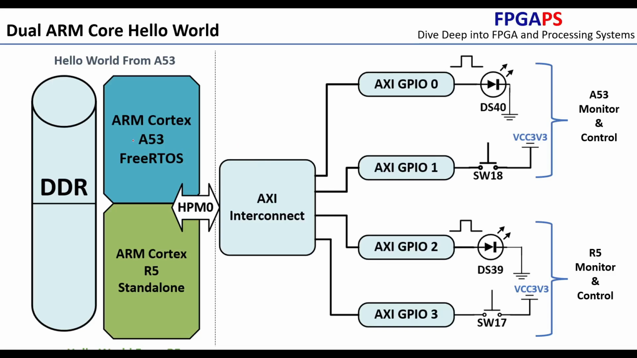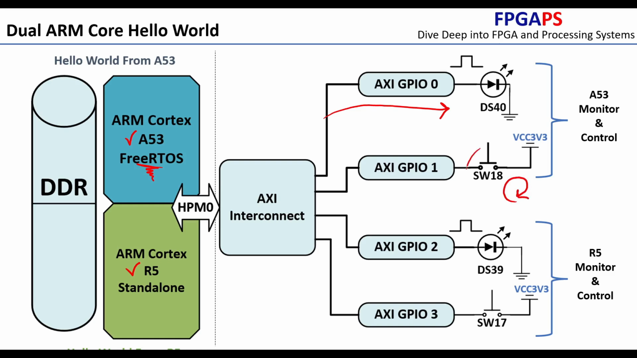The diagram depicts a dual-core ARM application featuring A53 and R5 cores. The first core is the A53, which runs a FreeRTOS application and controls the first LED. It reads the state of the first push button through an AXI GPIO interface in polling mode.